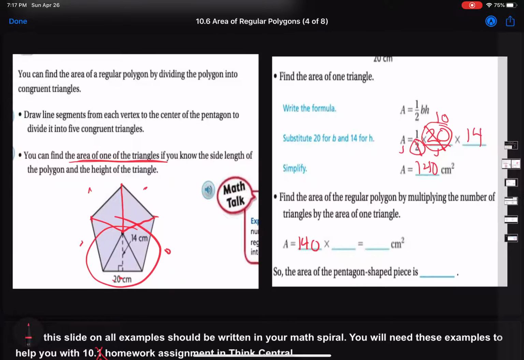So you're going to go 140 times 5, and once you multiply the 2, then you'll have 700. So it's 700 centimeters squared. This pentagon shape here is 700 centimeters squared.